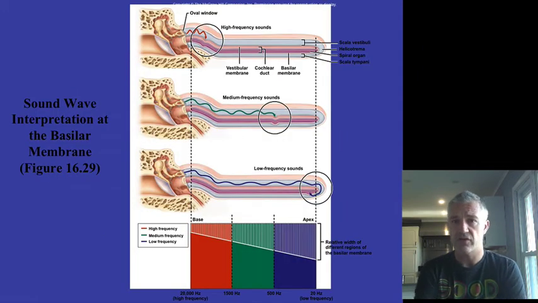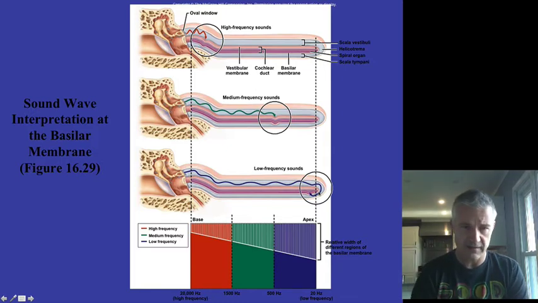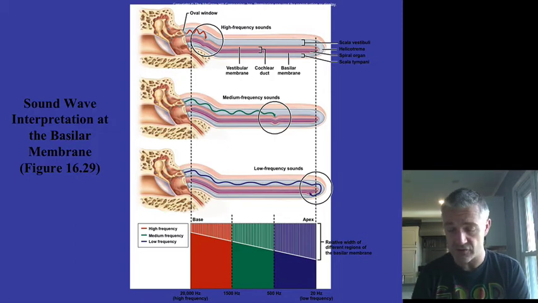And this is showing you those high frequency ones closer to the oval end. Medium frequency, some in the middle, and the lower frequency are going to get further along before it deforms that membrane. Again, depending on which hair cells are activated, that's going to give you that different perception of pitch.